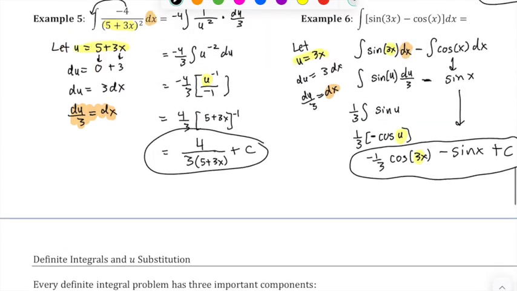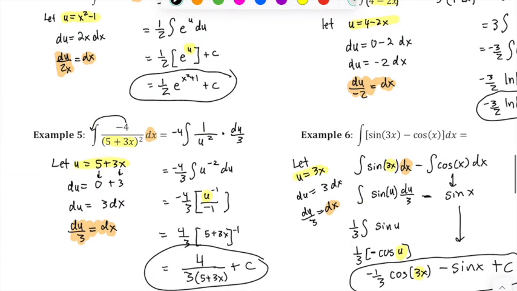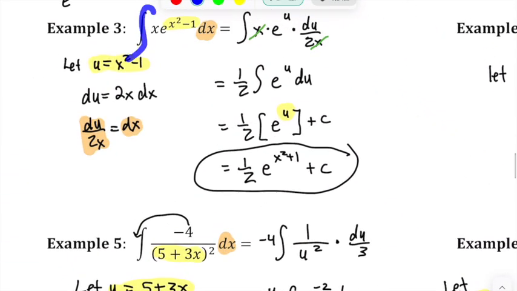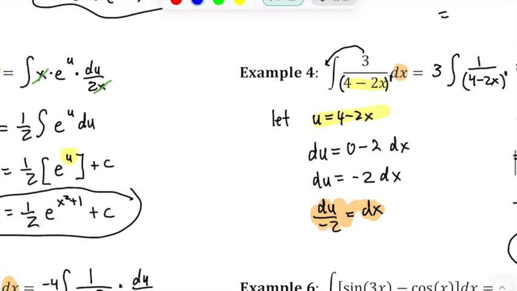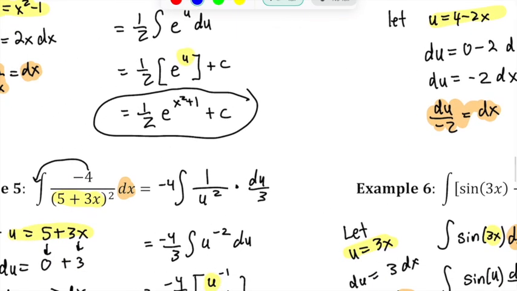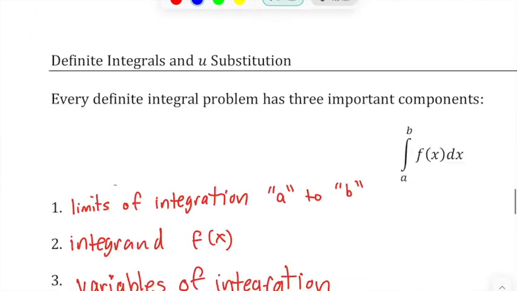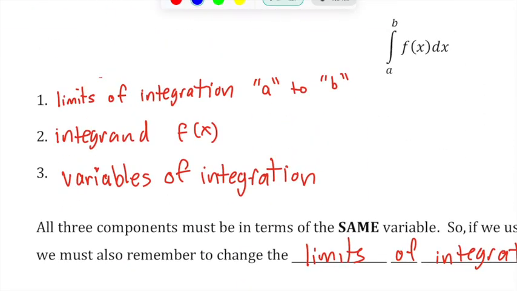So all of these that we did before were indefinite integrals. Notice that there were no boundaries. So our next example is to do integrals with boundaries from a to b. And it is the same exact process, except we have one extra thing to do. So here are your 3 components of an integral. You have your limits of integration from a to b. You also have what we call the integrand, which is f of x. And the variable of integration is dx.